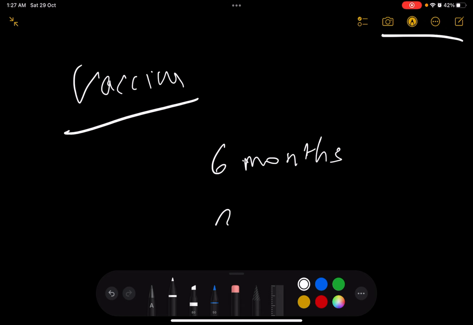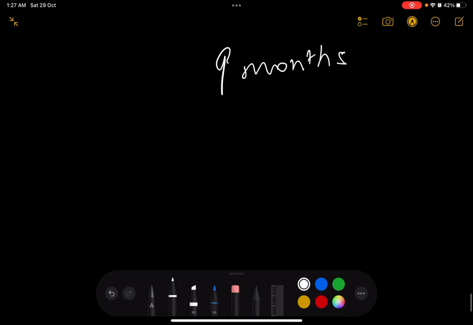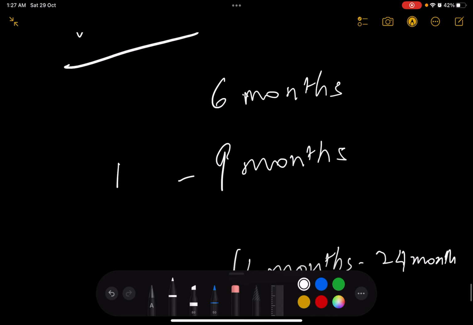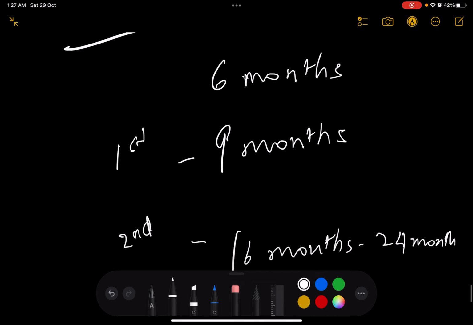Okay, then at 9 months, and then you would have at 16 months. So usually in a normal circumstance, this would be your first dose, and this would be your second dose of subcutaneous vaccine, MCV.